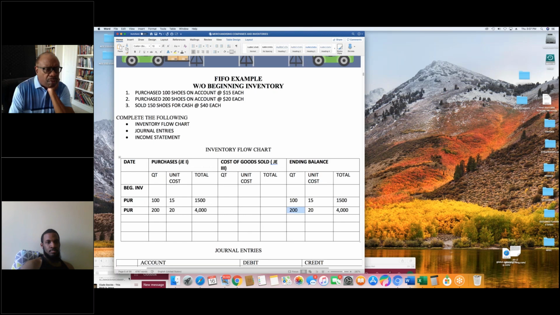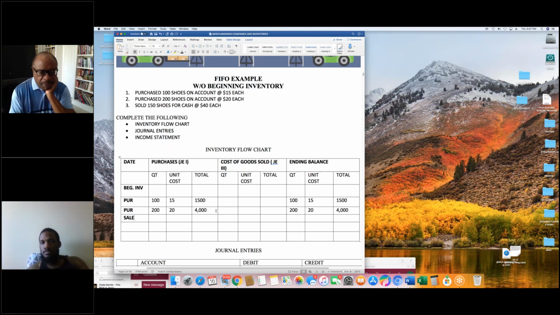So when we make the sale, the cost is the 15 and the 20? Right, and that's the only thing I want to say in this chart. Okay. So we sold 150 pairs of shoes.